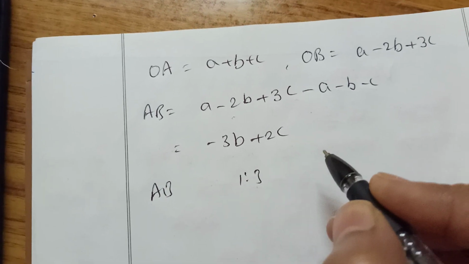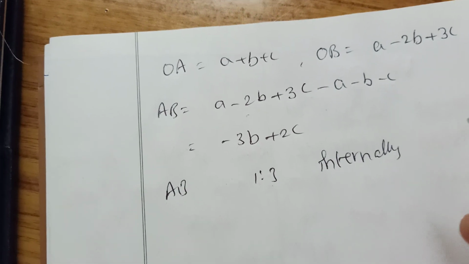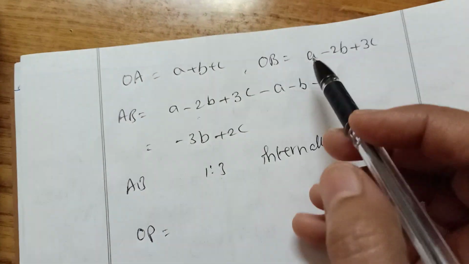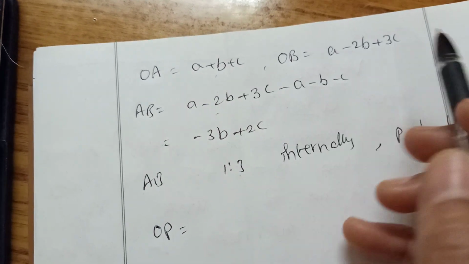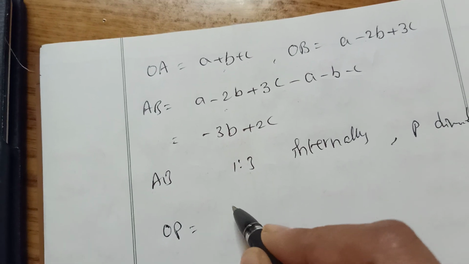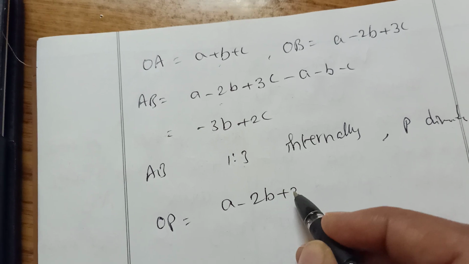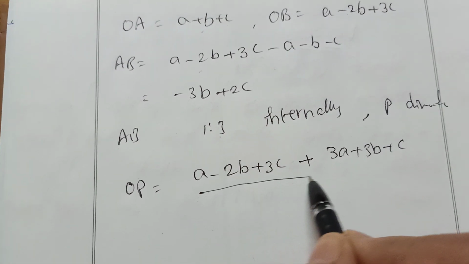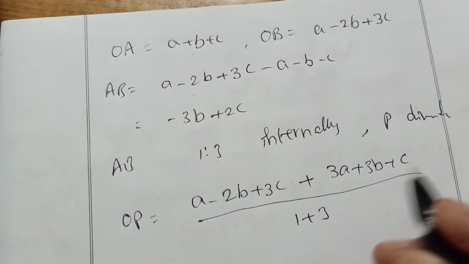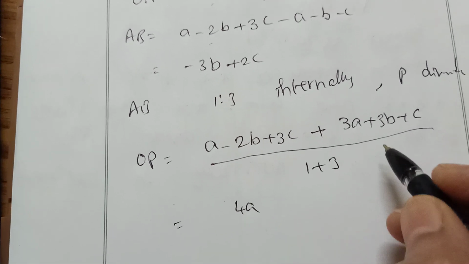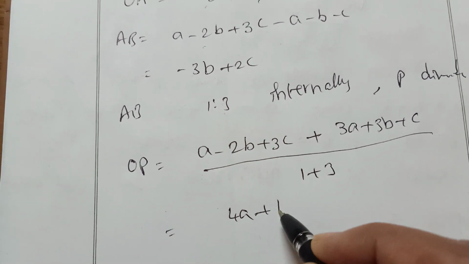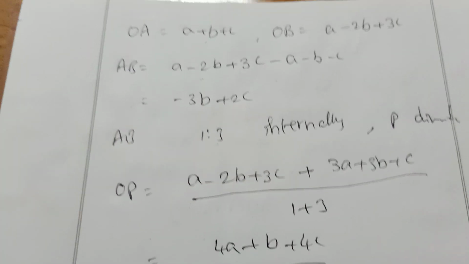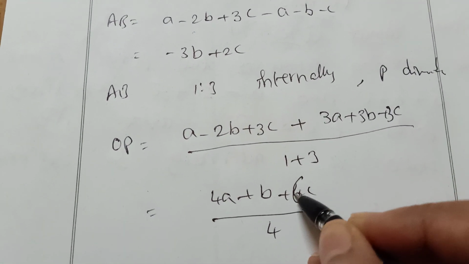Now P divides AB in the ratio 1:3 internally. The formula is (m x2 plus n x1) by (m plus n). So writing: a minus 2b plus 3c, plus 3 into a plus b plus c, means 3a plus 3b plus 3c, divided by 1 plus 3. Now 3a plus a is 4a, minus 2b plus 3b is b, plus 6c, since 3c plus 3c is 6c. By 4, this is OP.